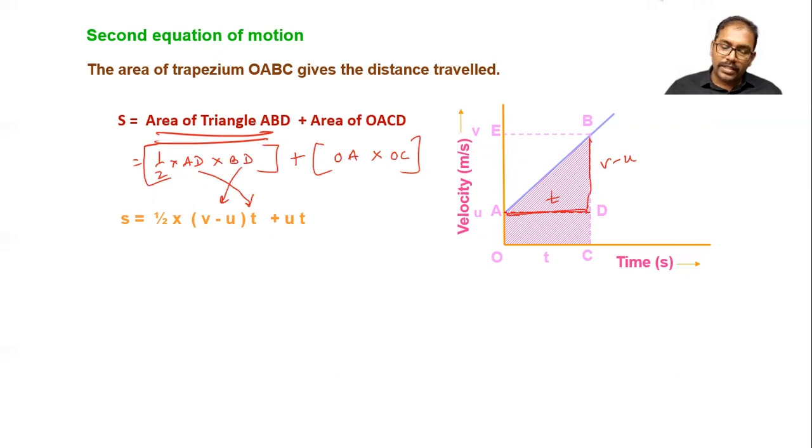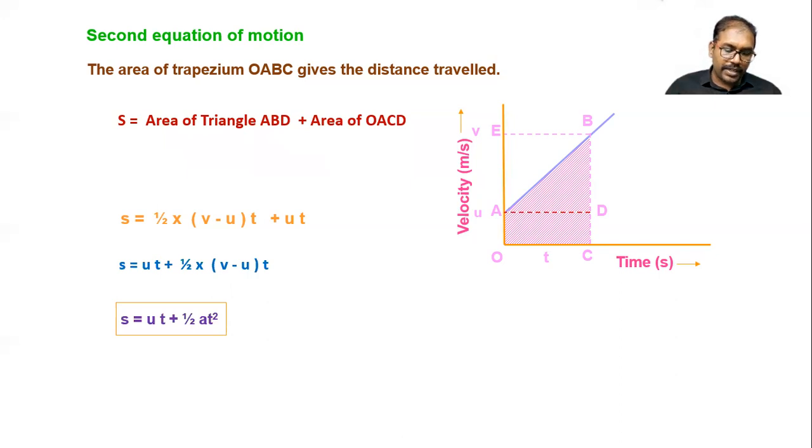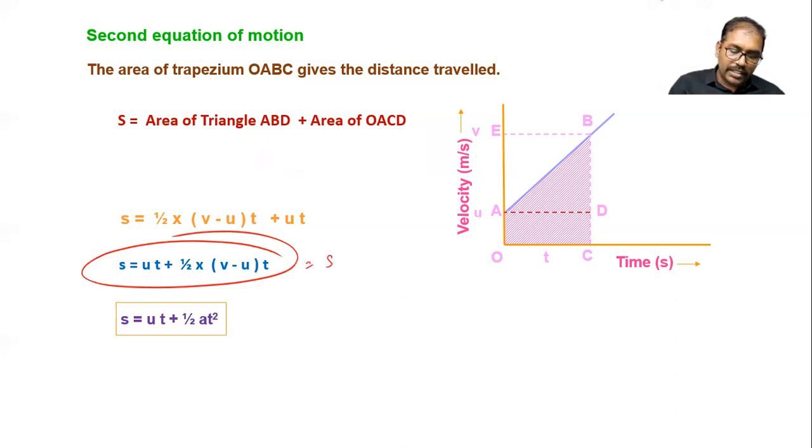OA, you can see here, OA is what? It is u. And OC is t. So u into t. Then after that we get this one. Let me rearrange it. So we get ut plus 1 by 2, and we can write the same equation for s.